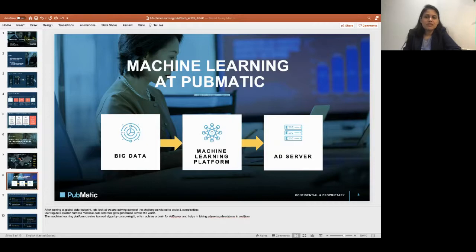So after looking at global data footprint, let's look at how we are solving some of the challenges related to scale and complexities. So our big data cluster basically harnesses massive data decisions in real time.